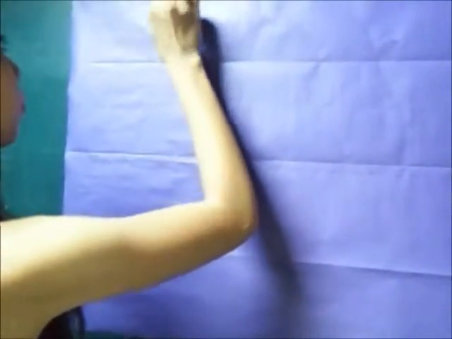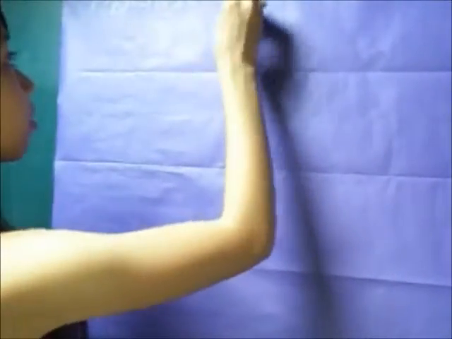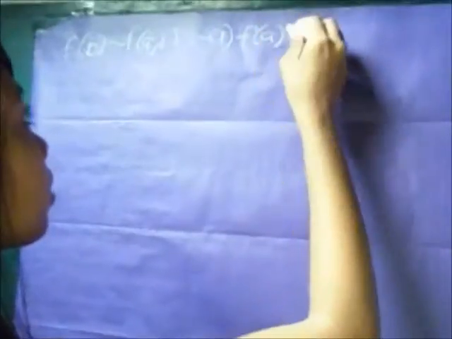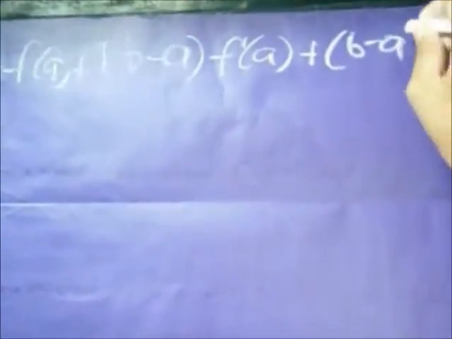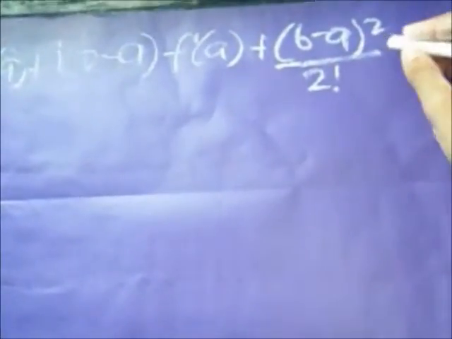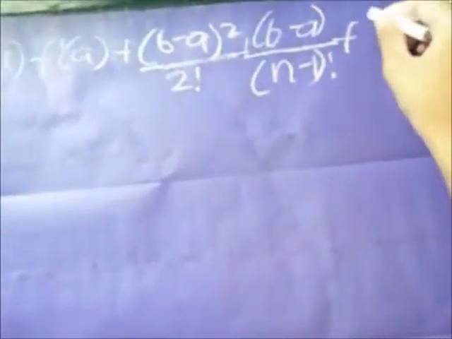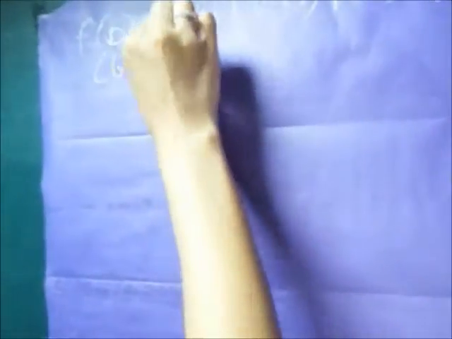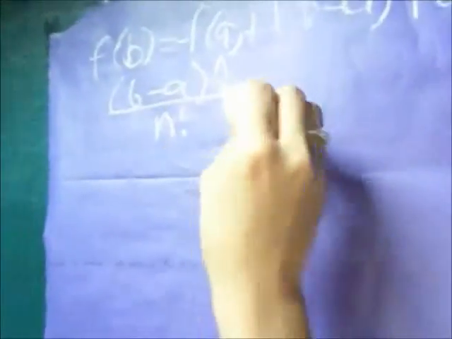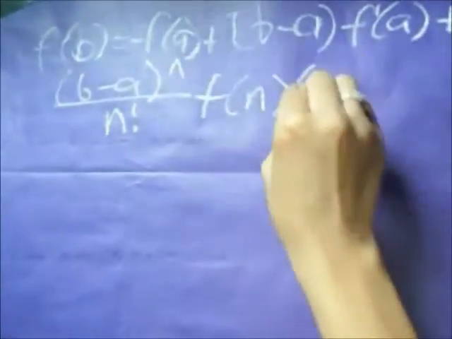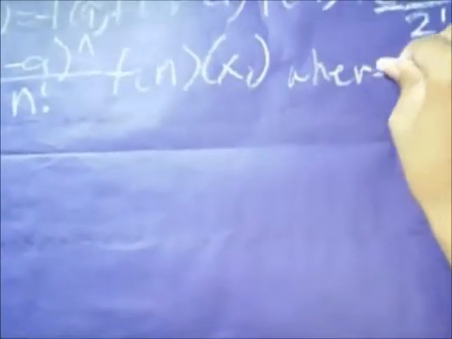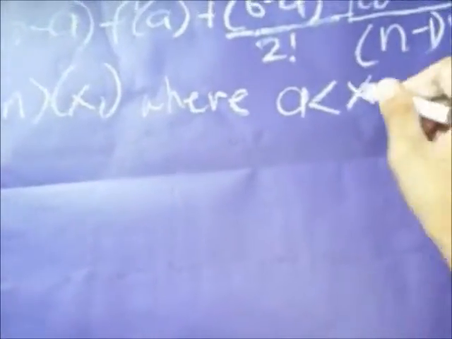f of b is equal to f of a plus b minus a f prime a plus b minus a squared over 2 factorial plus b minus a to the n minus 1 over n minus 1 factorial f n minus 1 a plus the quantity of b minus a to the nth power all over n factorial f n of x sub 1, where a is less than x sub 1 and x sub 1 is less than b.